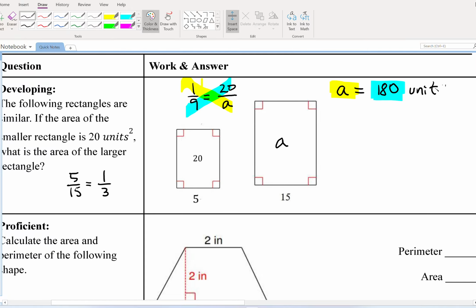square units. If they had told us that it was yards, if this was meters, then it would be meters squared. If it's inches, then it'd be inches squared. If it was centimeters, then it'd be centimeters squared. With area, it's just square units. And so that's your answer for this one.